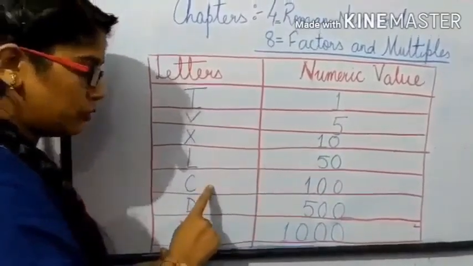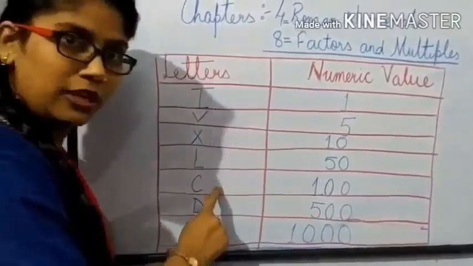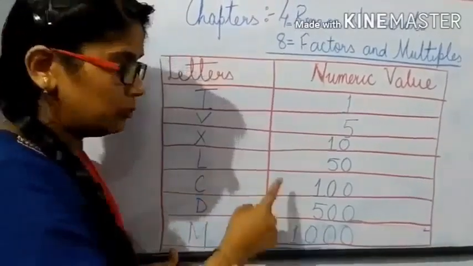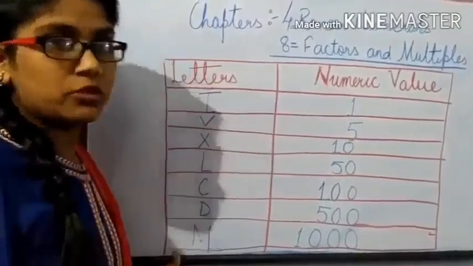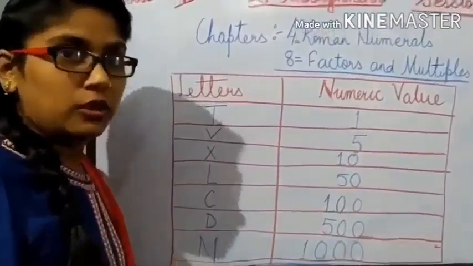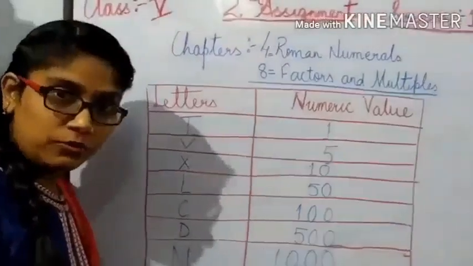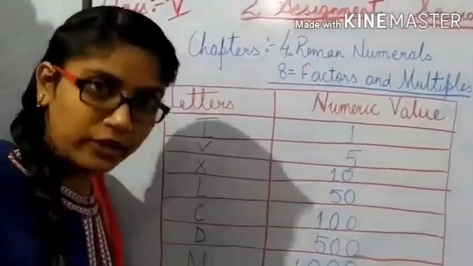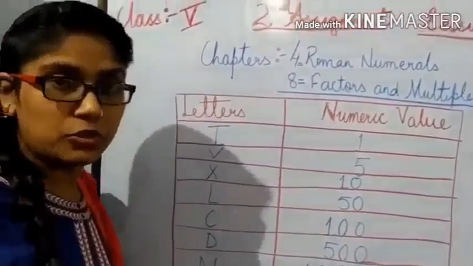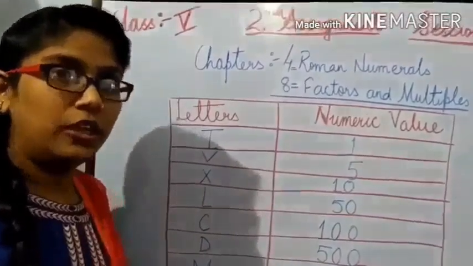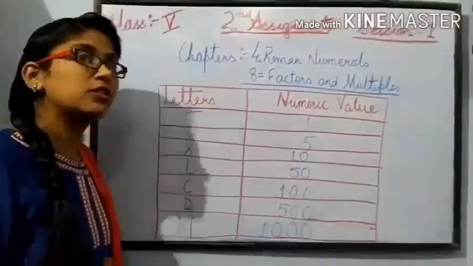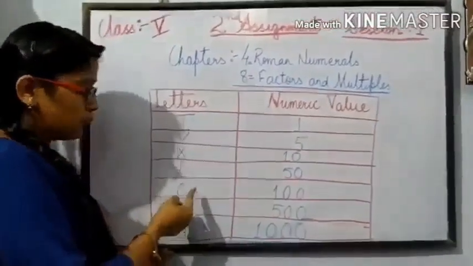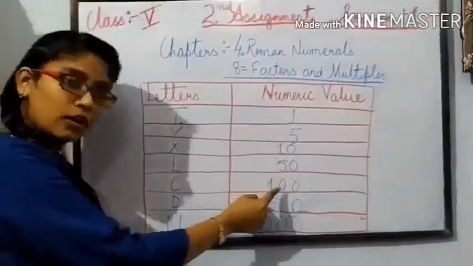Children, here I want to share something about C. That C means 100. It means century. Okay. The word century you must have heard. You must have heard about Virat Kohli or Sachin Tendulkar or any cricketer that has scored a century. Century means what, children? 100. If the person is scoring a double century, it means 200. Okay. So C stands for 100.